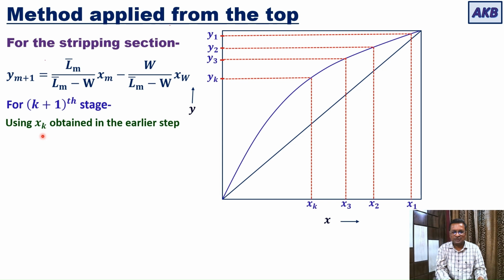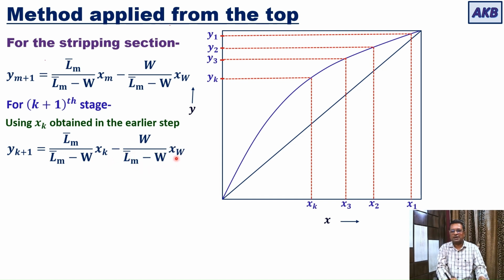For that, we will be using the value of Xk, which was obtained in the previous step. So the equation now will be written as Yk plus 1 is equal to L bar m upon L bar m minus W into Xk, minus W upon L bar m minus W into Xw. So this is going to give you Yk plus 1, and you are going to use Yk plus 1 to get Xk plus 1, which is in equilibrium with Yk plus 1. So you are going to look at Yk plus 1, go to the equilibrium curve, and then coming back to the x-axis, you are going to collect the value of Xk plus 1.